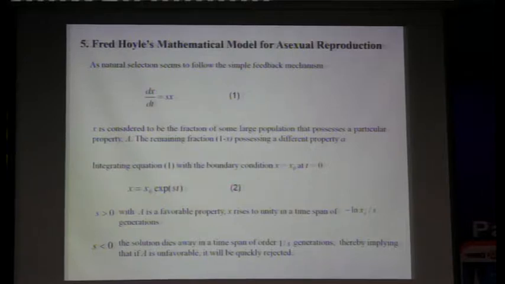x will be unity, or it will have value 1 in a time span of minus log x0 by s, okay, when these are the favorable properties. And if small s is less than 0, the x value will be 0. As far as survival of the fittest or natural selection is concerned, by this simple mechanism we can explain it and there is no problem.